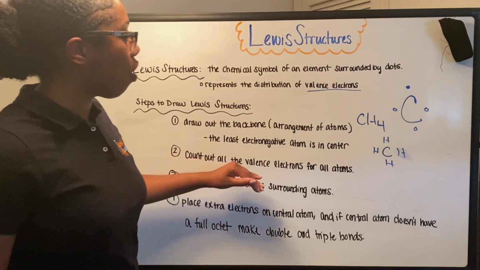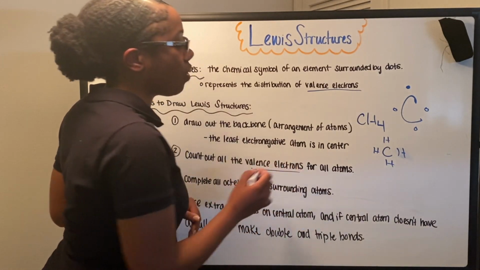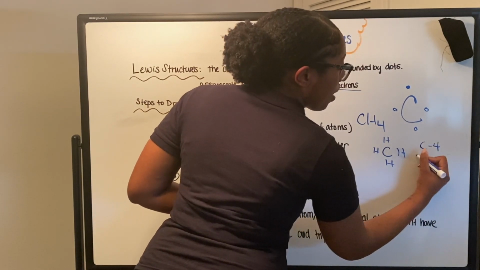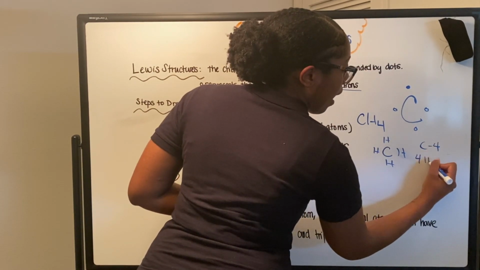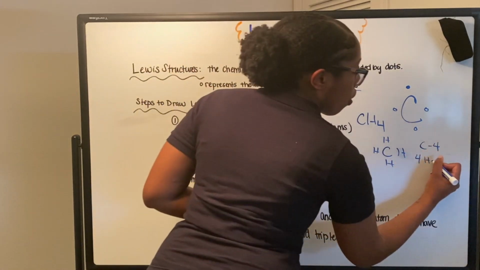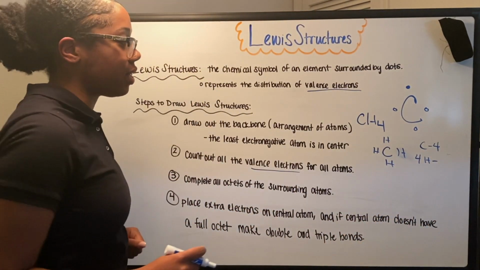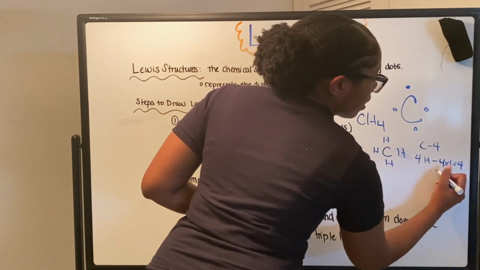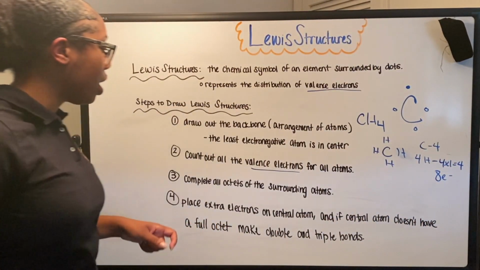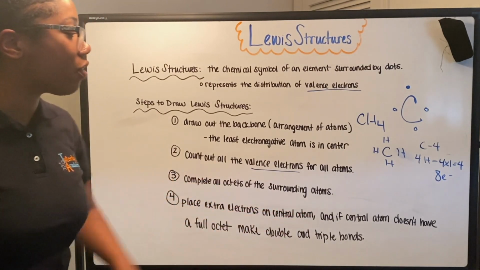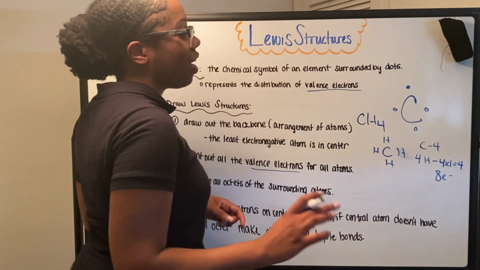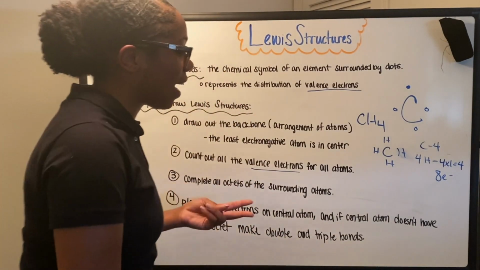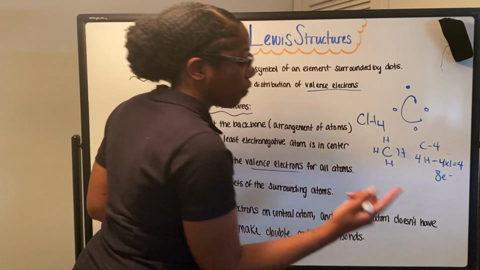Now, we want to count all the valence electrons for all the atoms. Carbon has 4, but we have 4 hydrogen atoms, and each hydrogen atom has 1 valence electron. So 4 times 1 is 4. Altogether we have 8 electrons. Now we have to complete all octets for the surrounding atoms. Unfortunately, hydrogen only needs 2 electrons, so it doesn't need the full 8. But carbon needs the full 8.